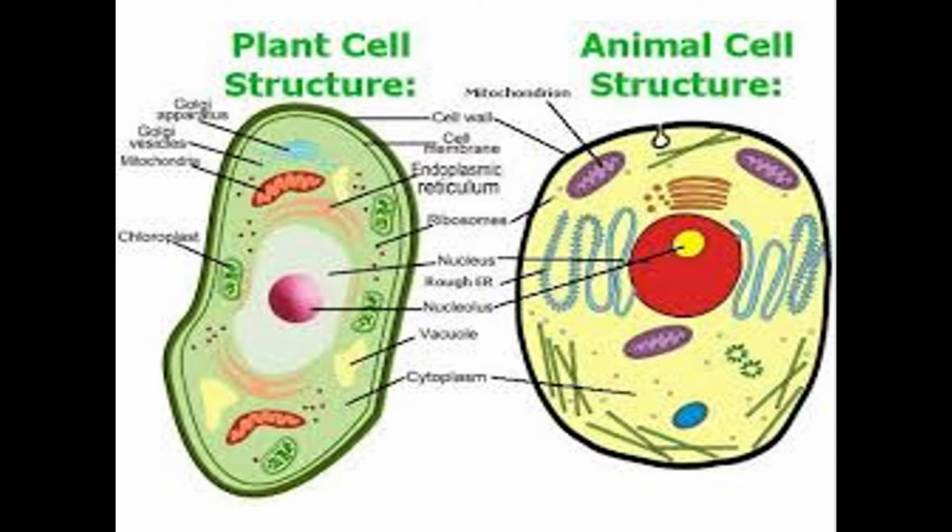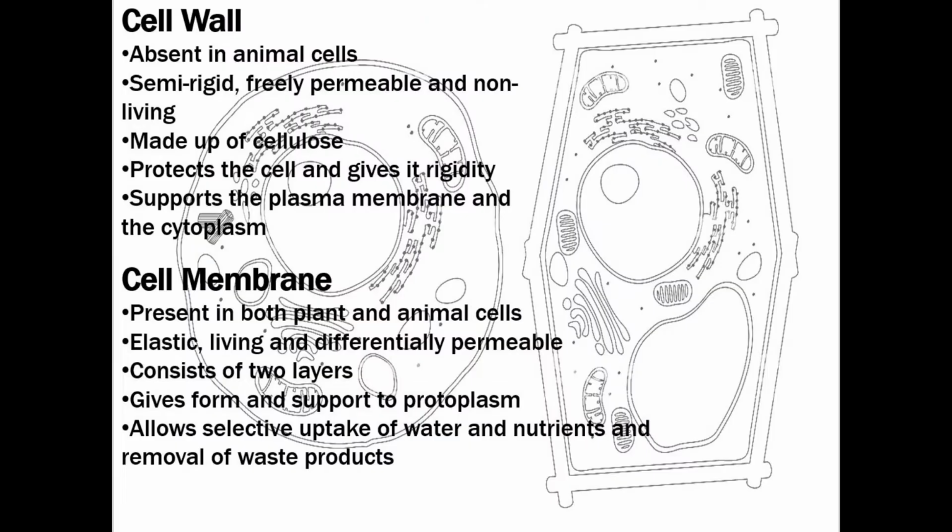This is a semi-rigid, freely permeable and non-living thing because it's a wall. These characteristics are important from your exam point of view. It's semi-rigid, freely permeable and non-living, made up of cellulose, protects the cell and gives it rigidity. Definitely, that is why the name is wall, and it supports the plasma membrane and the cytoplasm.